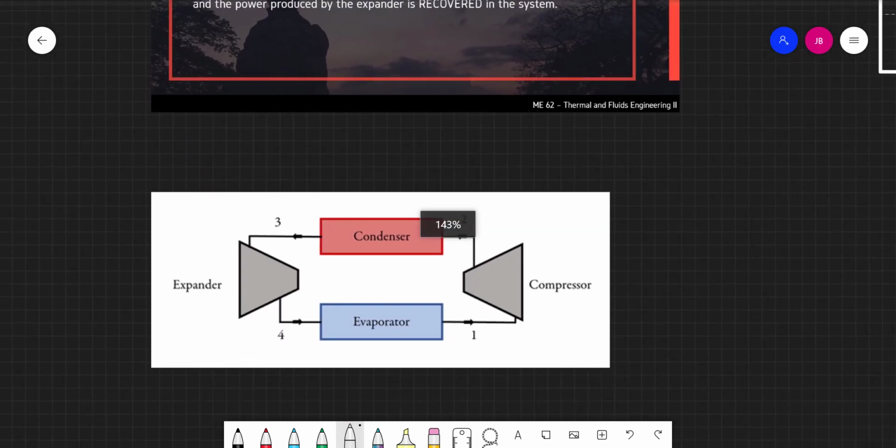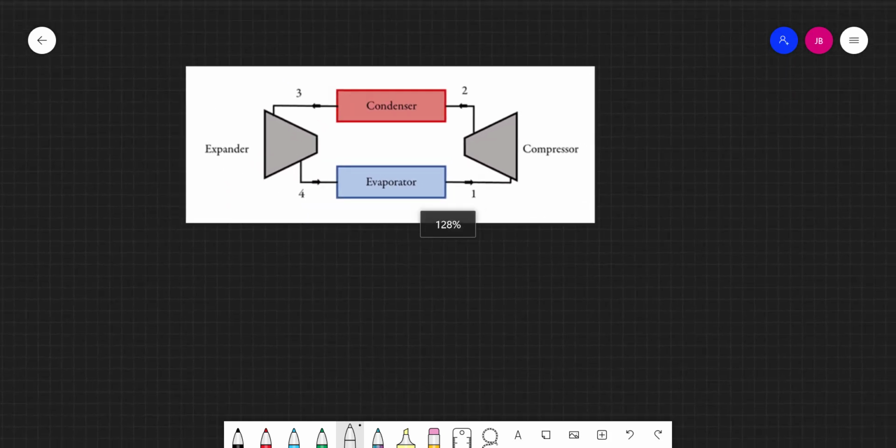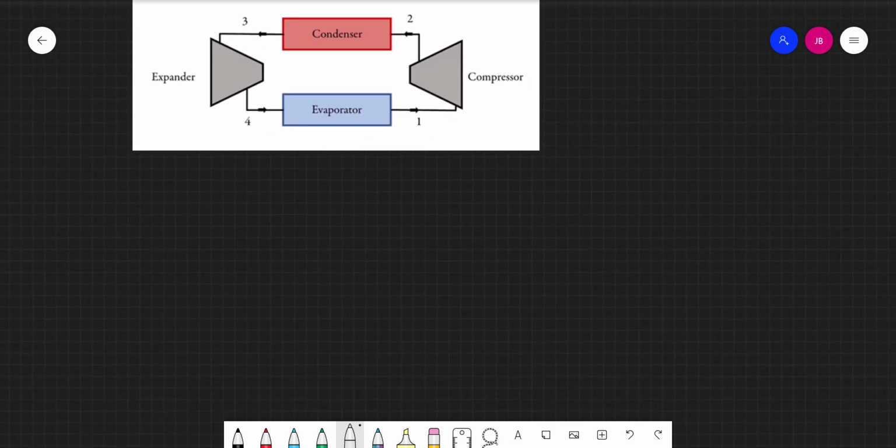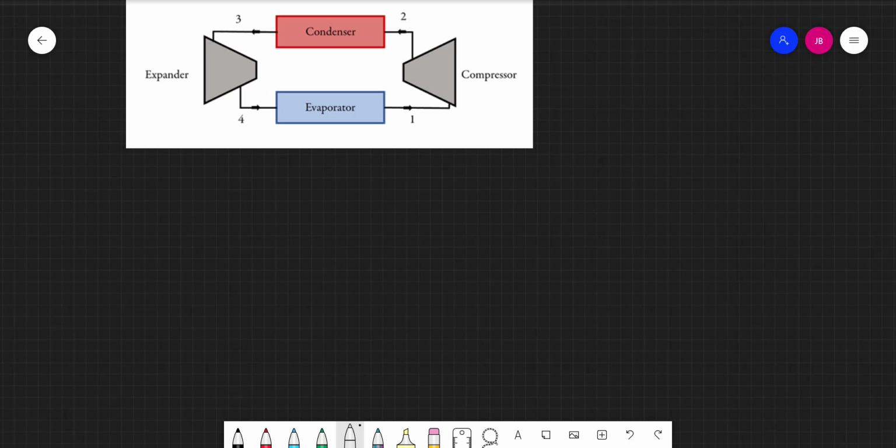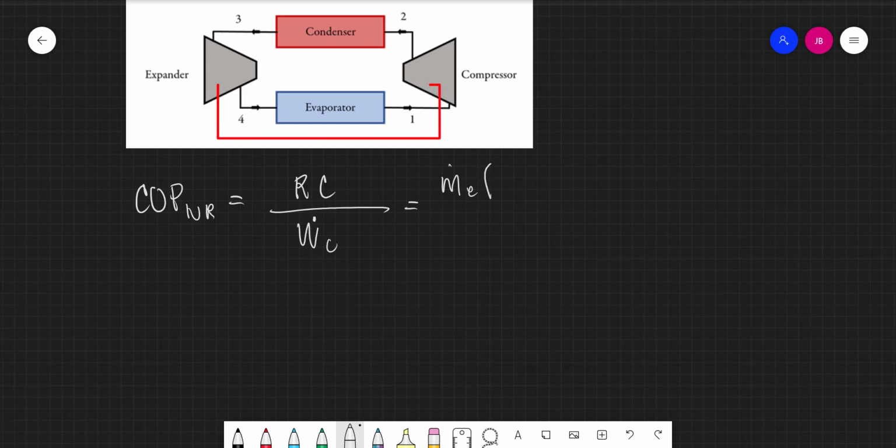So, iset up muna natin yung formula ng COP para malaman natin yung iba't ibang states na kailangan nating isolve. So, we have COP not recovered is basically equal to the refrigerating capacity divided by the work compressor or the power input in the compressor. So we know that the refrigerating capacity is just equal to the mass flow at the evaporator multiplied to the enthalpy change in the evaporator, which is H1 minus H4 gamit ang notations na nandito sa ating schematic diagram.